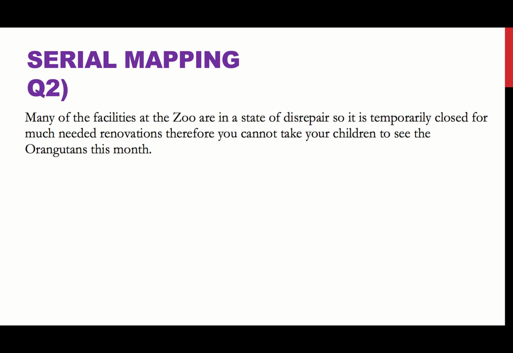All right, the first one, even though I labeled it number 2 in my PowerPoint, whatever. All right, let's bracket it. So many of the facilities at the zoo are in a state of disrepair. So it is temporarily closed for much needed renovations. Therefore, 3, you cannot take your children to see the orangutans this month.